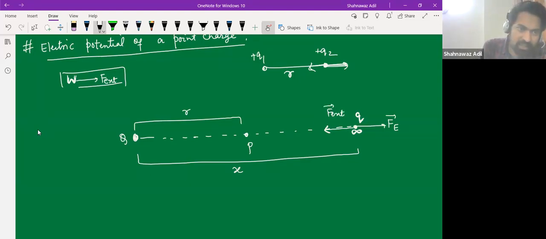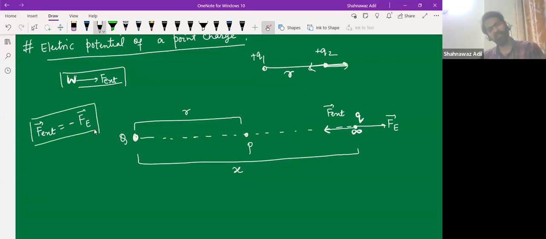So my F external is minus of F E. Is this clear? Okay, so this would be my F. So now I have found my F external, and you tell me what would be the amount of this electric force? How much is the electric force?